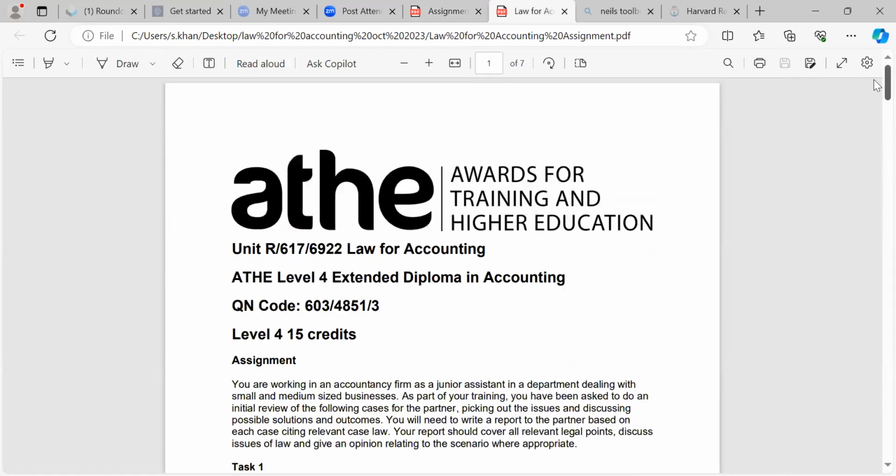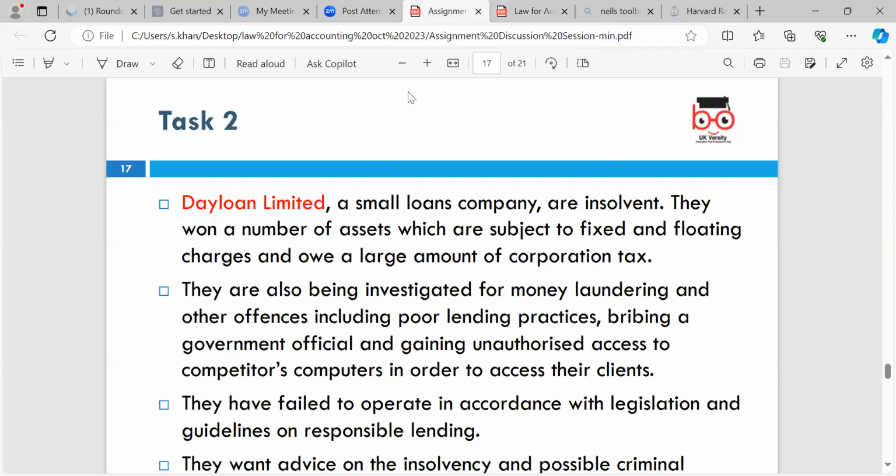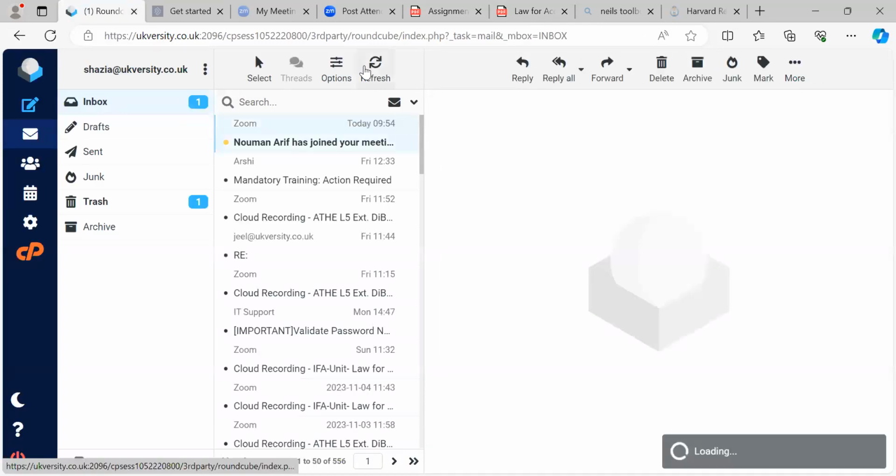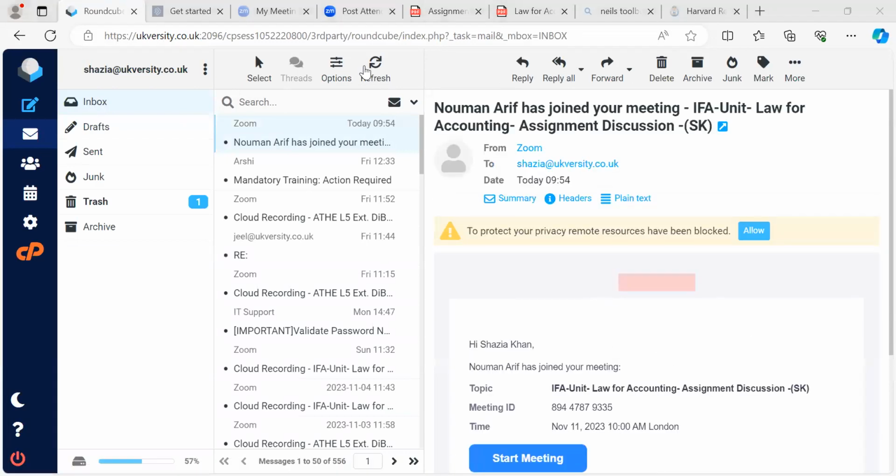Yes, that's fine. But I'm going to try, and I don't know how to attach it to you. Actually, what you can do is, how many of you are on here now? If you lot can email me, on my email, it's shazia@ukvarsity.co.uk. I can send you this tonight. Is that okay, everybody? Yeah.